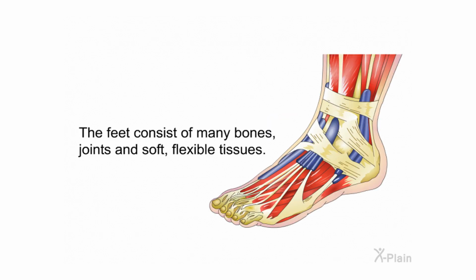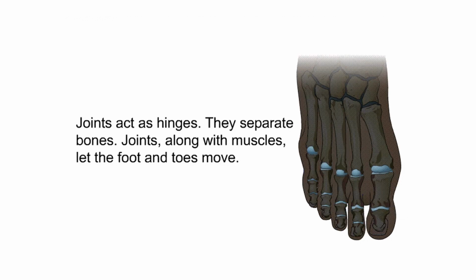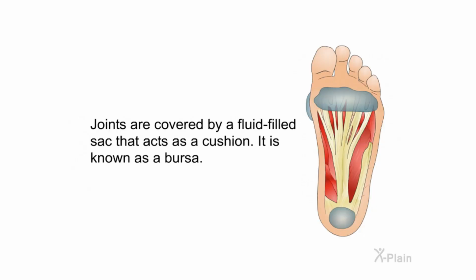The feet. The feet consist of many bones, joints, and soft, flexible tissues. Joints act as hinges. They separate bones. Joints, along with muscles, let the foot and toes move. Joints are covered by a fluid-filled sac that acts as a cushion. It is known as a bursa.